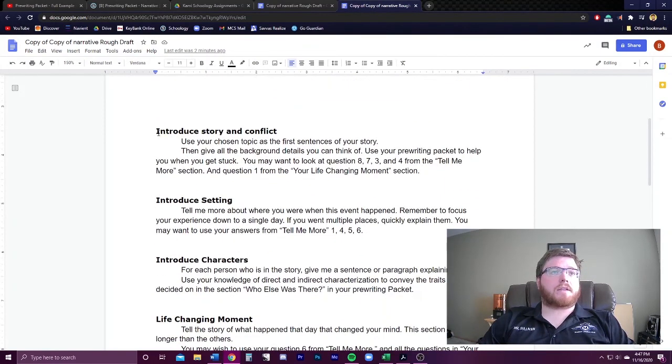All right, so let's look at this first section. Introduce your story and your conflict. Conflict is what's happening. The story is what happens. Right? The conflict is the point of the story. So introduce the point of the story.